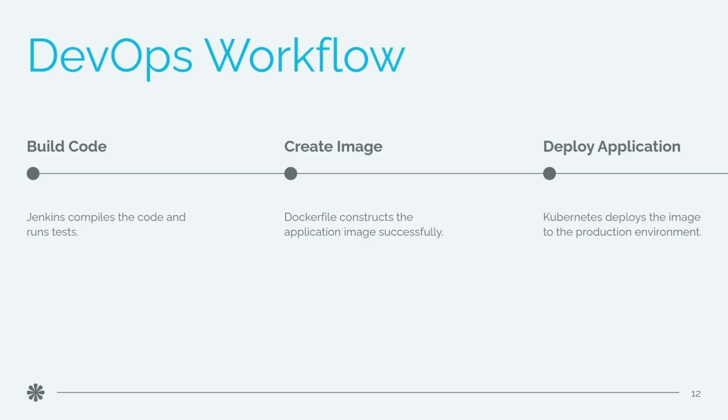In a typical DevOps setup, code is built and tested using tools like Jenkins. A Docker image is created using a Dockerfile. Kubernetes then deploys that image to production. This ensures every release is fast, reliable, and identical across environments.